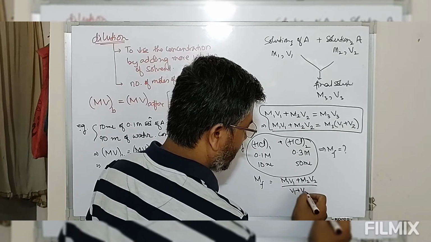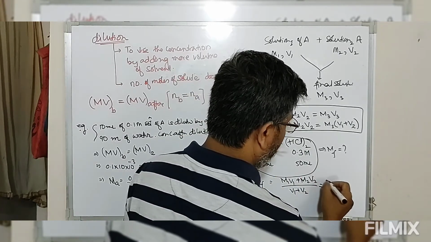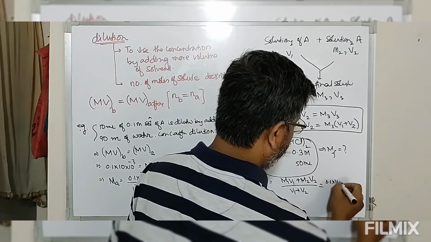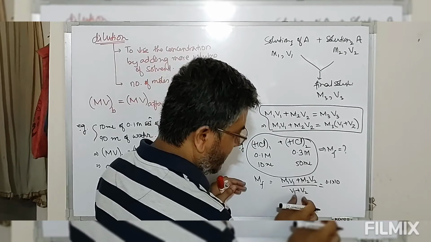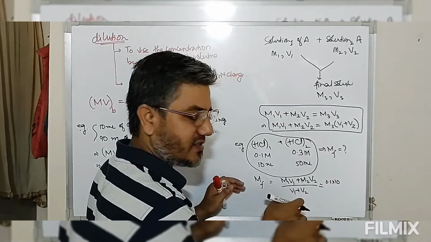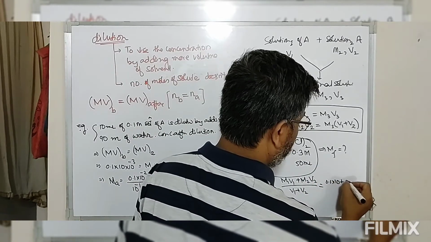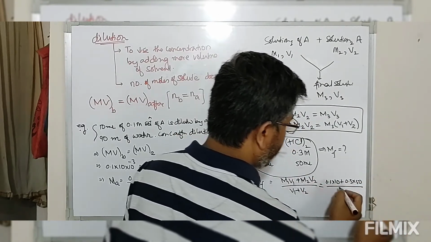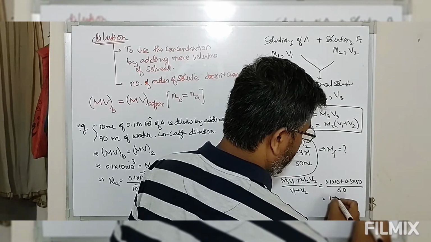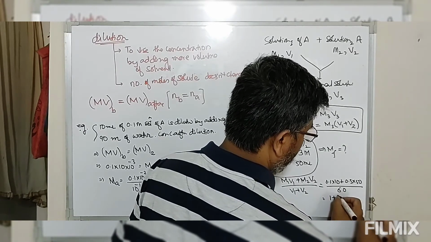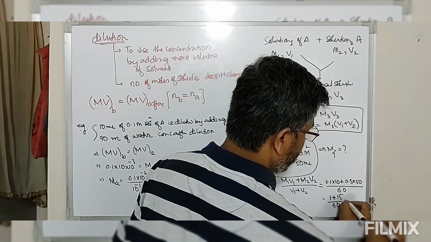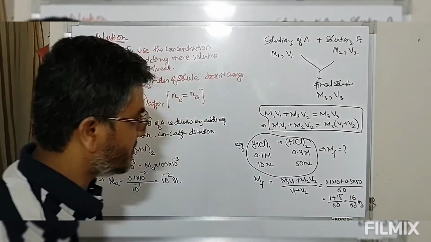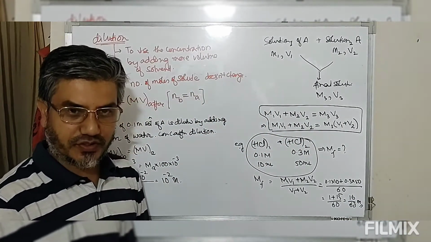which is V1 plus V2. So M1 is 0.1, so 0.1 into 10. Now look at this, this is mL, this is mL, this is also mL, so mL will cancel out, plus 0.3 into 50, divided by the total volume, which is 10 plus 50, that is 60. So we have 1 plus 15 divided by 60, so this is 16 divided by 60. This is the final concentration of these two mixtures.